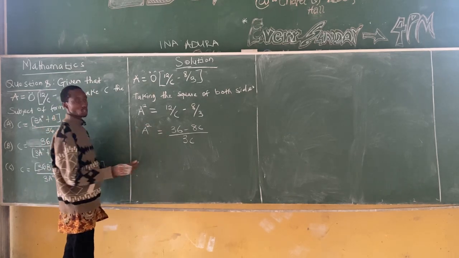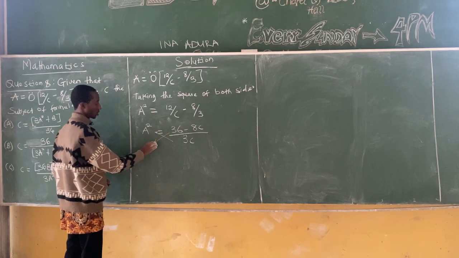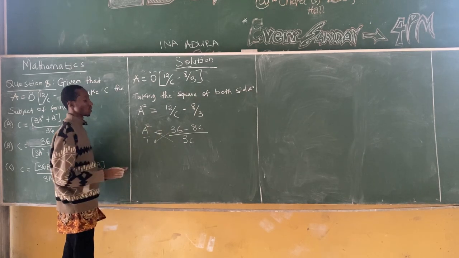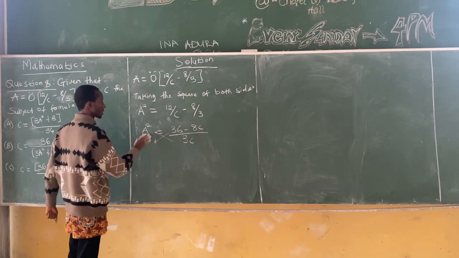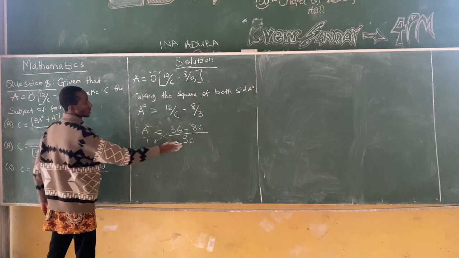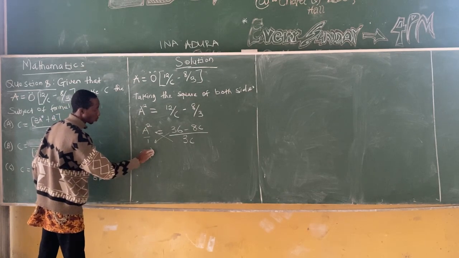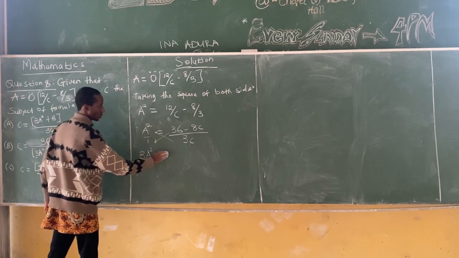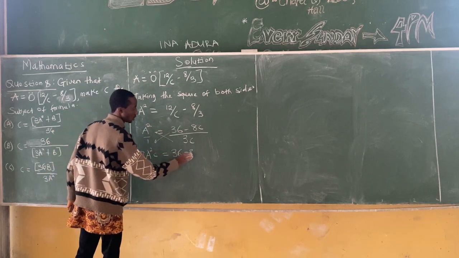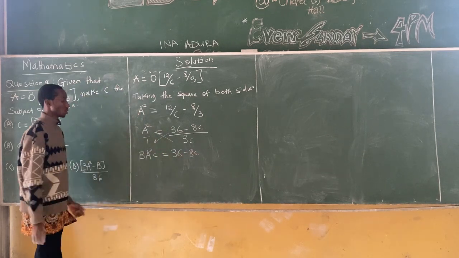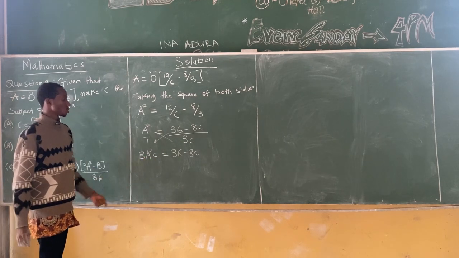What we need to do is to cross multiply. This will come here, and this is the same thing as over 1. When we cross multiply, 3C times A squared gives us 3A squared C is equal to 36 minus 8C. Don't forget, they say we should make C the subject of formula, right? So what do we do here?